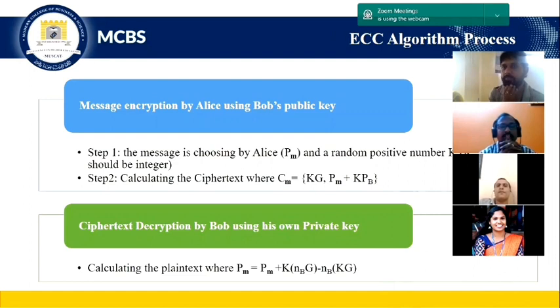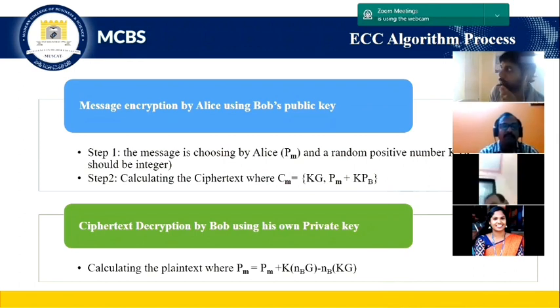Okay. Here we have the encryption and decryption algorithm processes. For encrypting the message by Alice using Bob's public key, first Alice needs to choose any message and a random positive number, which we call here K, and K should be an integer, so no fraction is accepted. The data type should be integer. Then calculate the ciphertext, and that's done by multiplying the positive number with the generator and adding the message that was selected earlier with the positive number multiplied by the public key of Bob.